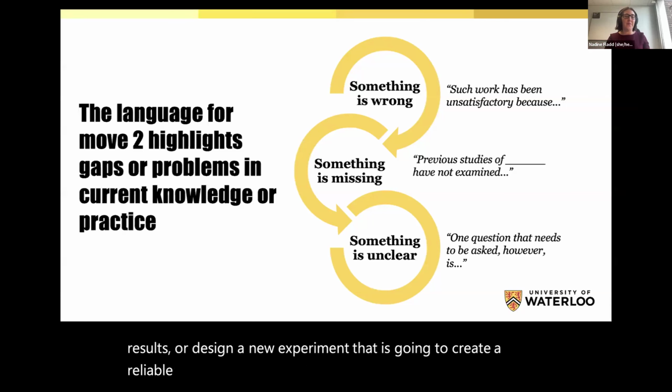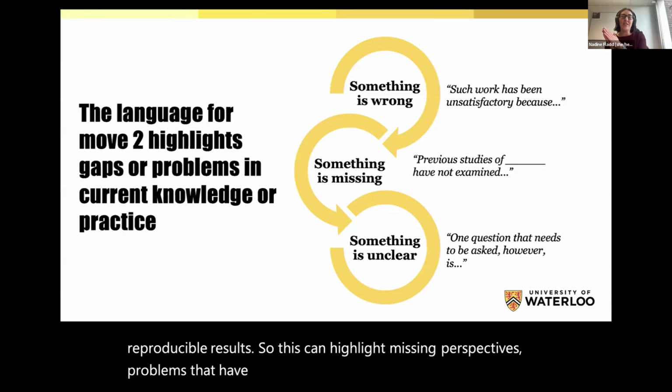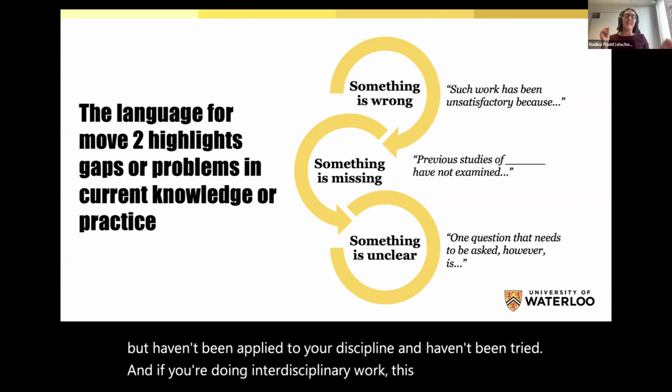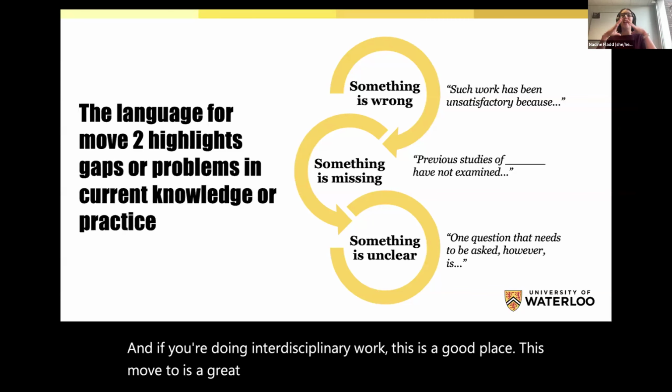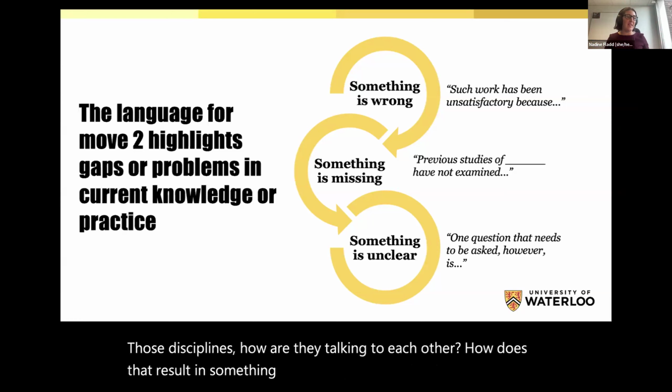So this can highlight missing perspectives, problems that have been solved in another discipline but haven't been applied to your discipline and haven't been tried. And if you're doing interdisciplinary work, this move 2 is a great place to start connecting those disciplines. How are they talking to each other? How does that result in something being missing?